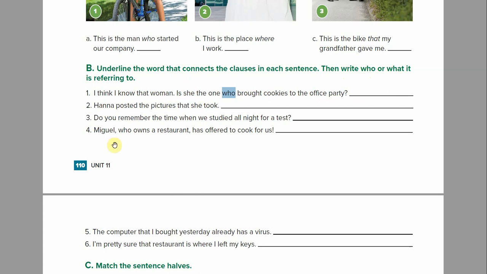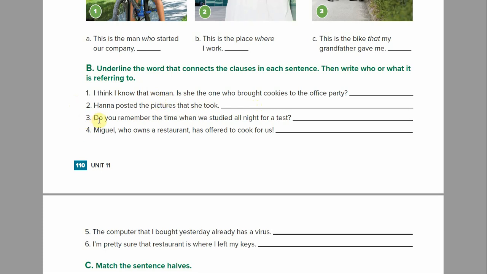Number 2. Hannah posted the pictures that she took. All right, so the connecting word is that, and that she took is referring to the pictures. So underline that, and then the pictures is what it is referring to.